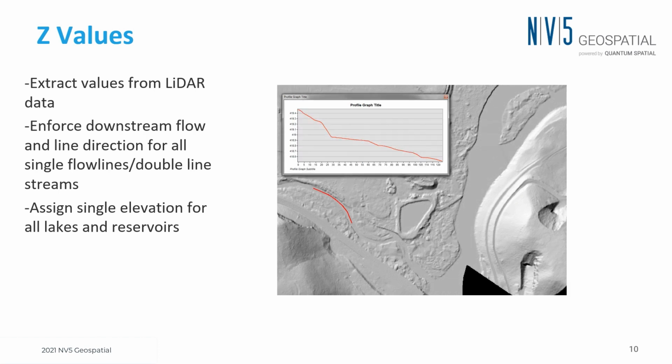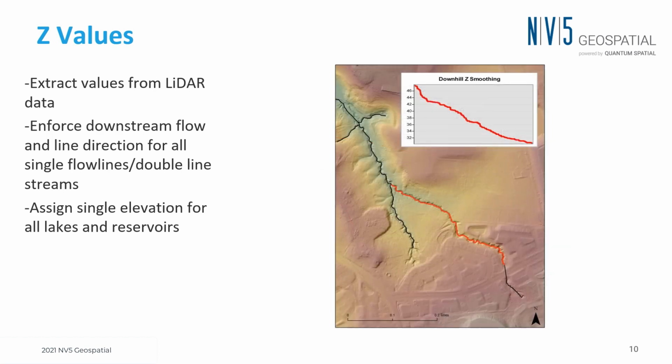Likewise, any change that is made on a single line needs to be propagated throughout the entire network, both for double line streams, single line streams, and any water bodies that they intersect. Just another example of erratic behavior of LiDAR on a stream channel.